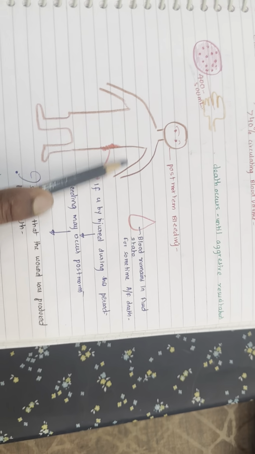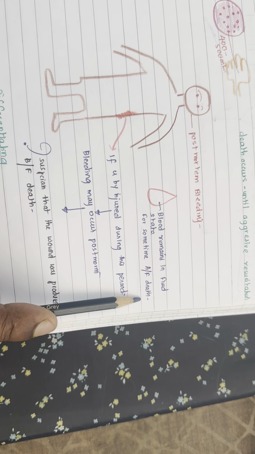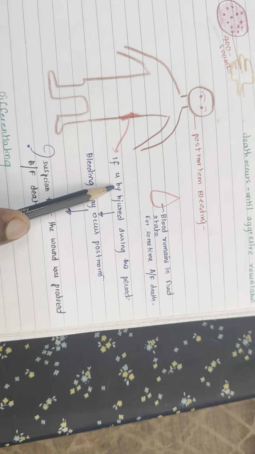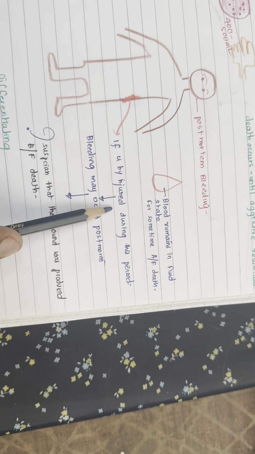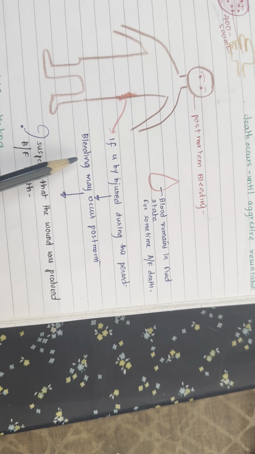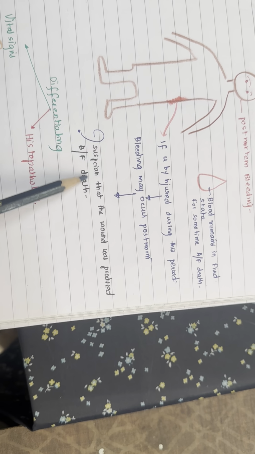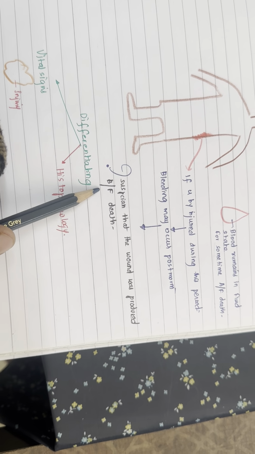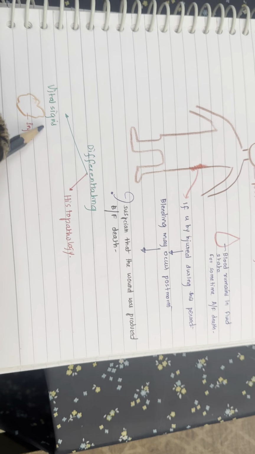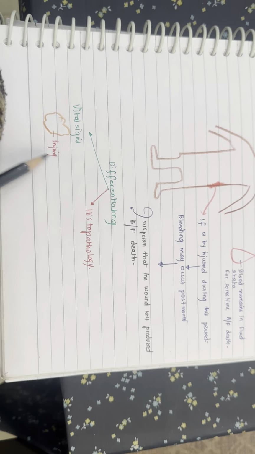Postmortem bleeding: blood remains in a fluid state for some time after death. If injured during this period, bleeding may occur postmortem and may give rise to suspicion that the wound was produced before death. Differentiation is done by looking for vital signs around the injury site and by histopathology.